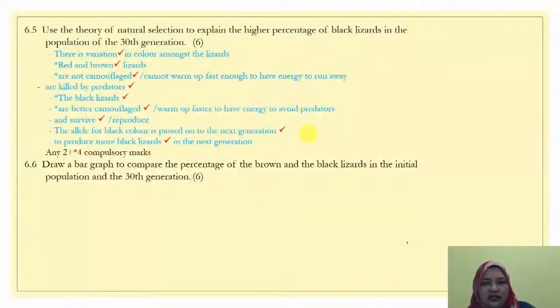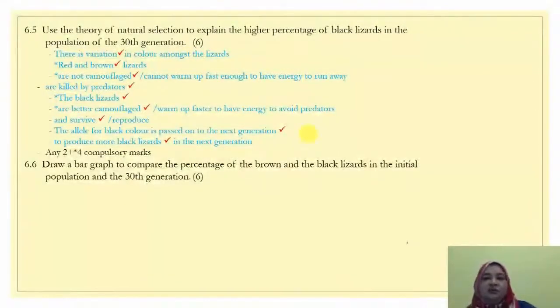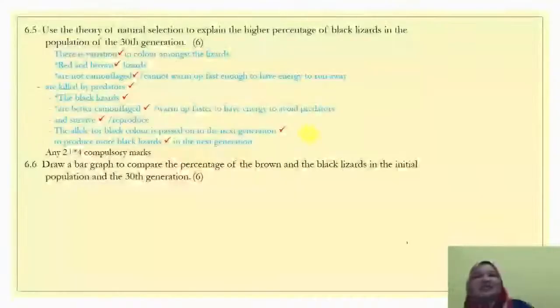What I know is that there are offspring with a great deal of variation. Then I mention what the variation is and what the unfavorable characteristic is. I'm mentioning the characteristic. And what does this unfavorable characteristic cause? It causes them to be killed by predators. Then I mention the black lizards, and I'm saying what the black lizard's favorable characteristic is, which allows it to be better camouflaged and therefore able to survive and pass on the color to the next generation to produce more black lizards.